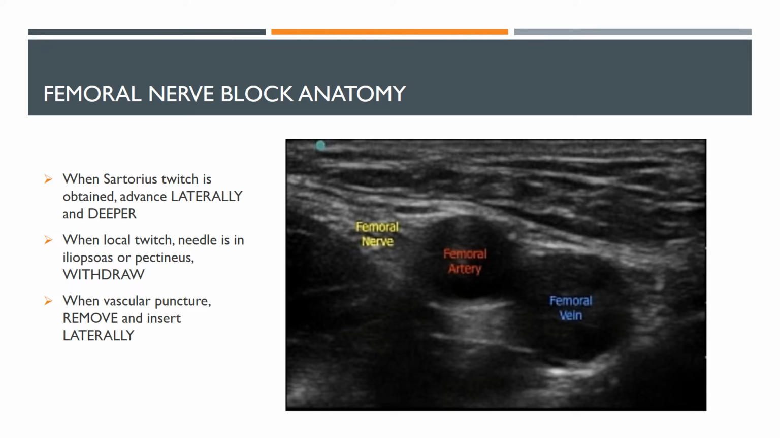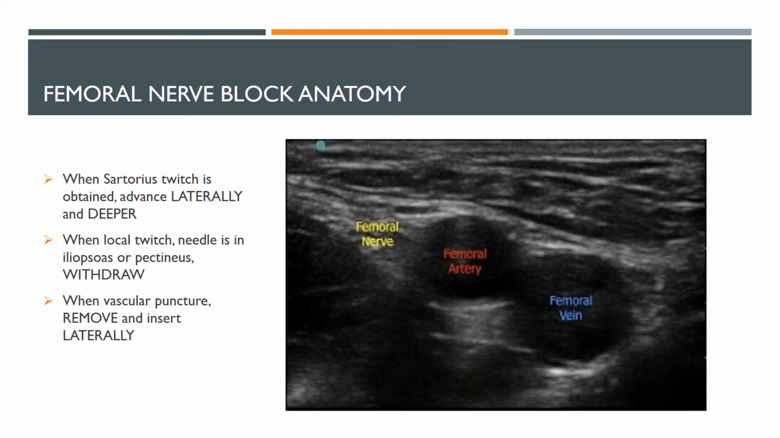Our next keyword is femoral nerve block anatomy. This is a fairly straightforward keyword where a lot of different questions can be taken from. The picture on the right shows an ultrasound image of what you might get when performing a femoral nerve block. The structure all the way on the left, which is most lateral, is the femoral nerve. Going lateral to medial, you have the femoral artery, and then most medial, you have the femoral vein.